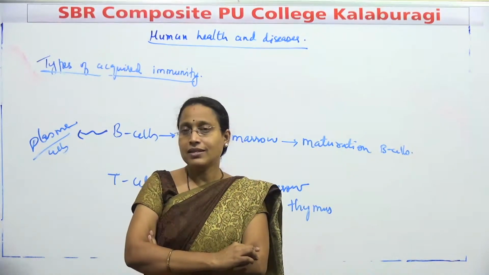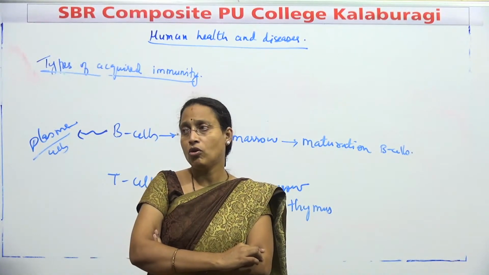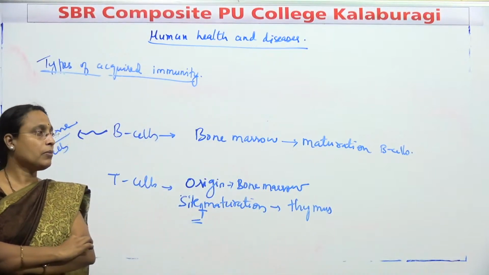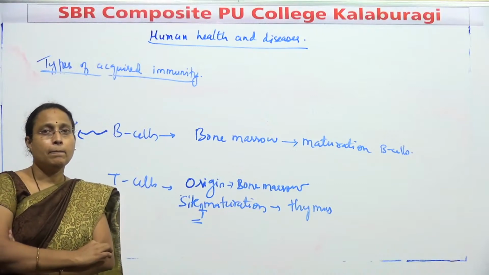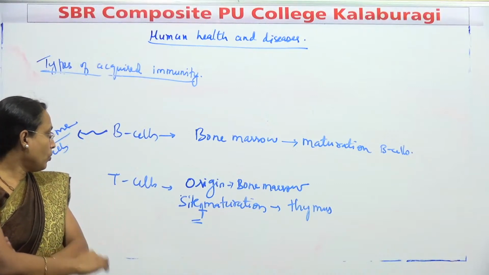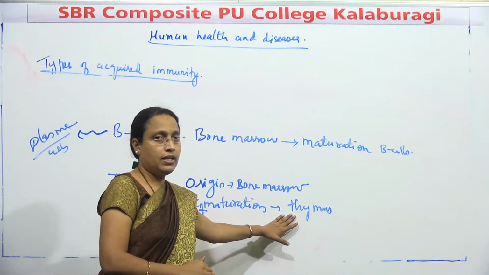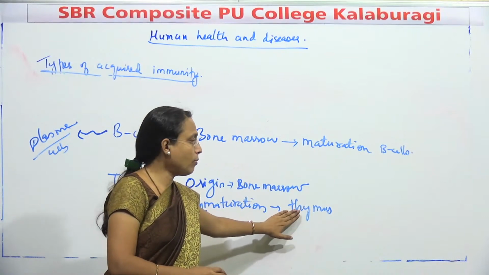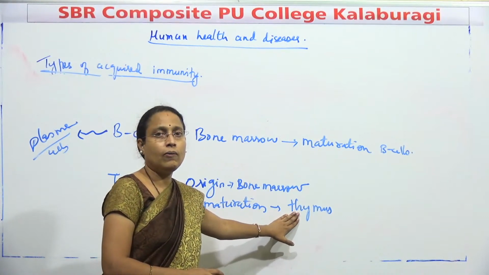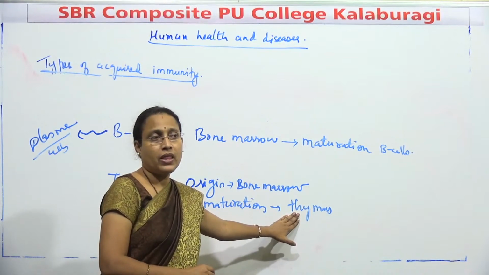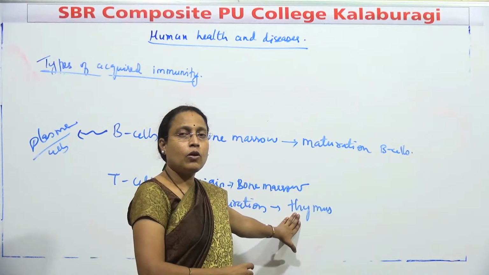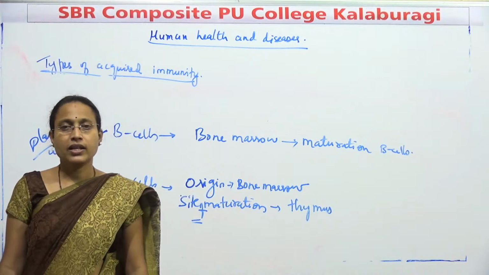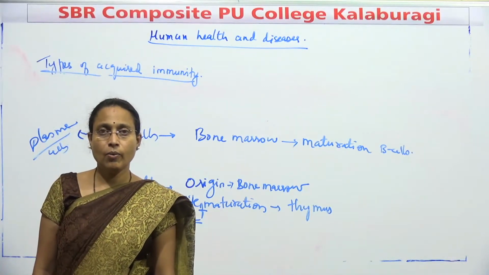So this completes active immunity, passive immunity, humoral and cell-mediated immunity, and some of the differences between T cells and B cells. Also, as you studied in the last chapter, the thymus is also an organ of the immune system. Further you will study the different organs of the immune system. So this completes today's topic. Further we will continue with vaccination and vaccines.